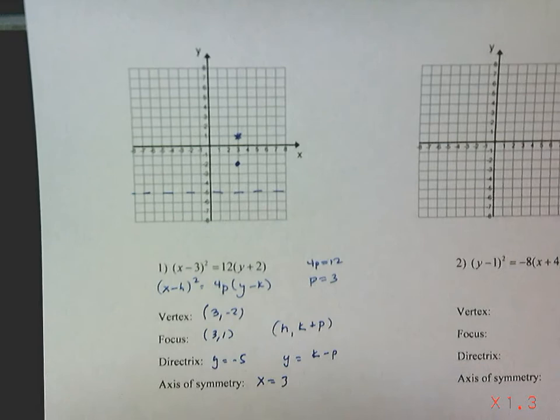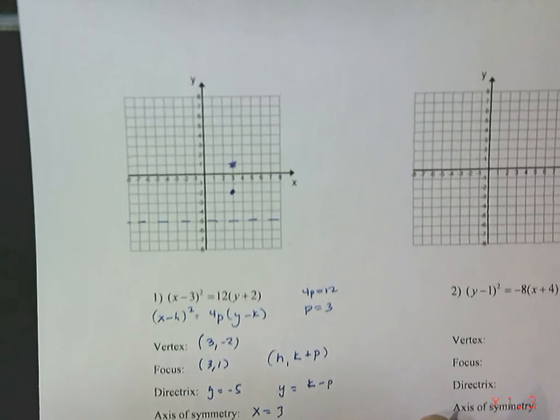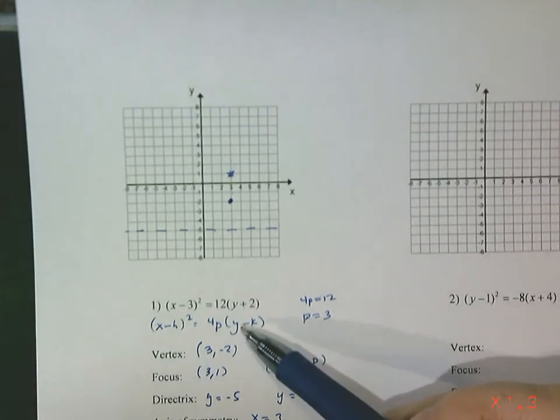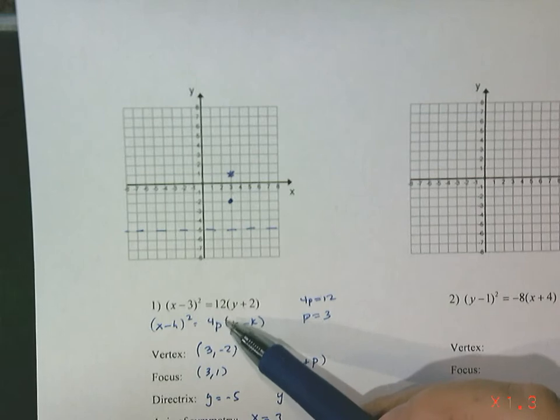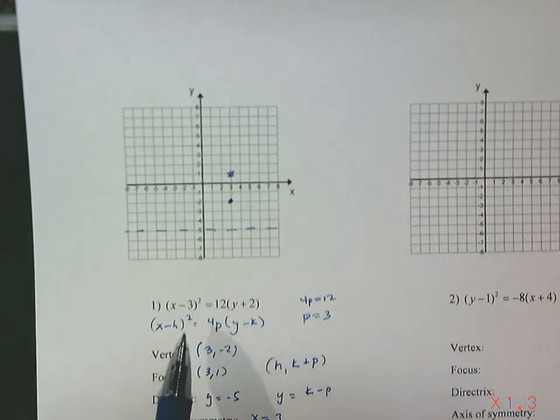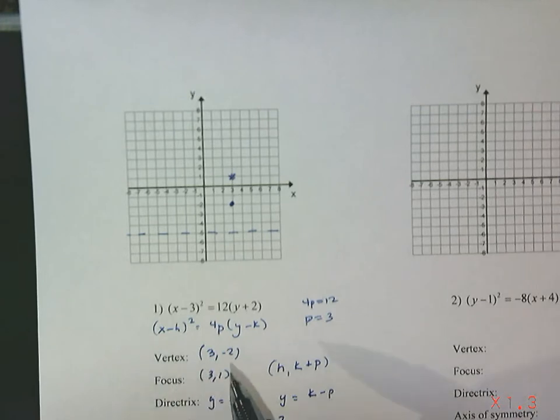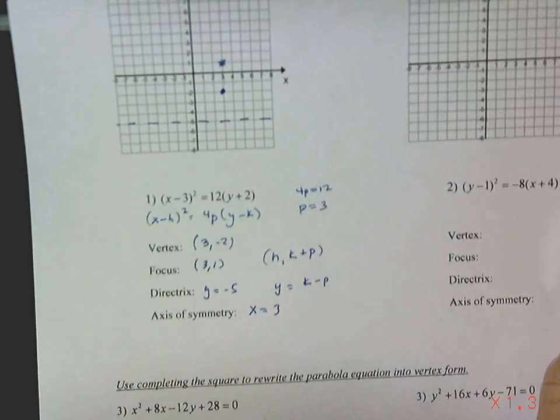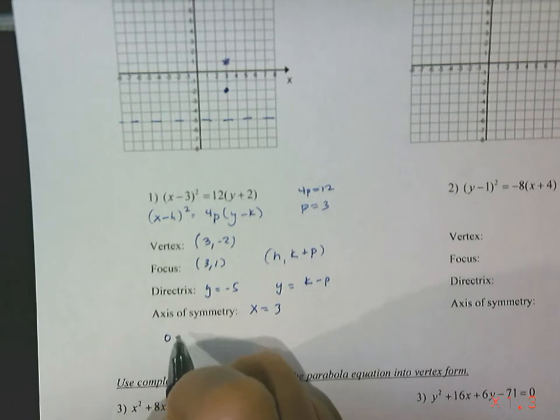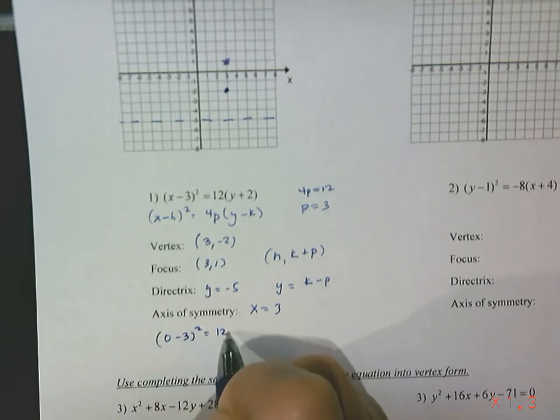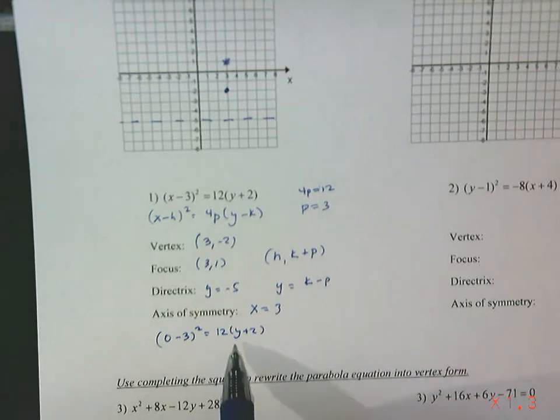And the last thing I'd want you to do is to plot some points, and you can choose whatever points that you want. If I go back to this formula, I've got (x - 3)^2 = 12(y + 2). I'm going to choose a value for x and solve it for y. Let's say 0 for x. So I show the work down here, if I use the point 0: (0 - 3)^2 = 12(y + 2). And I want to solve that for y.